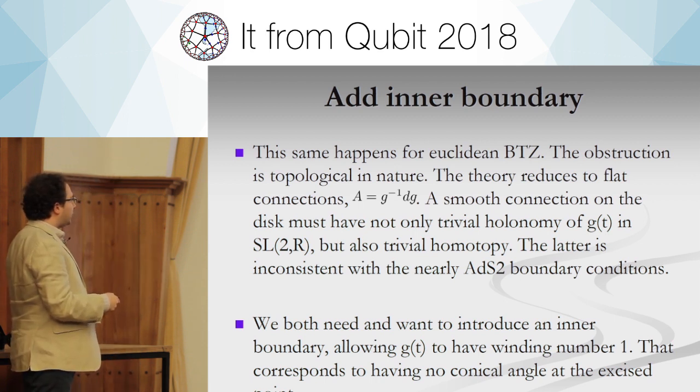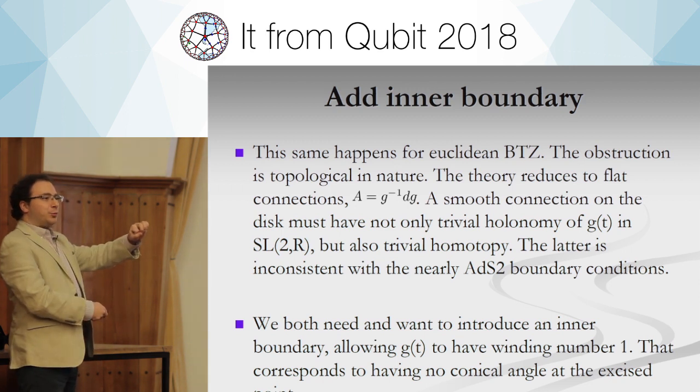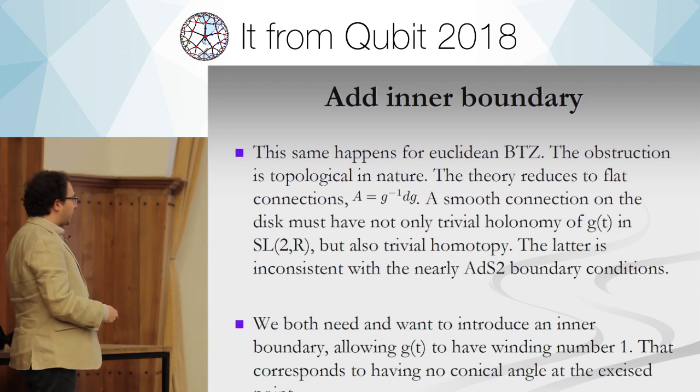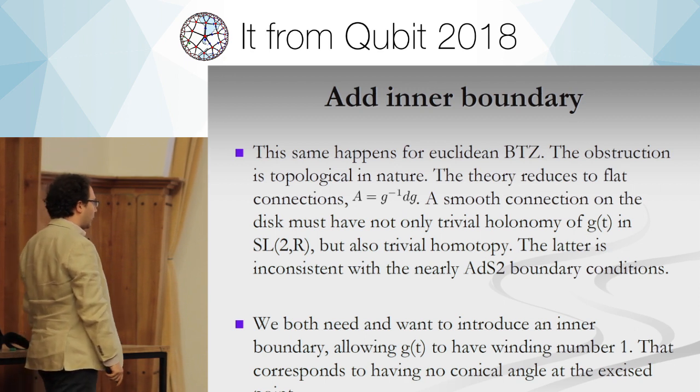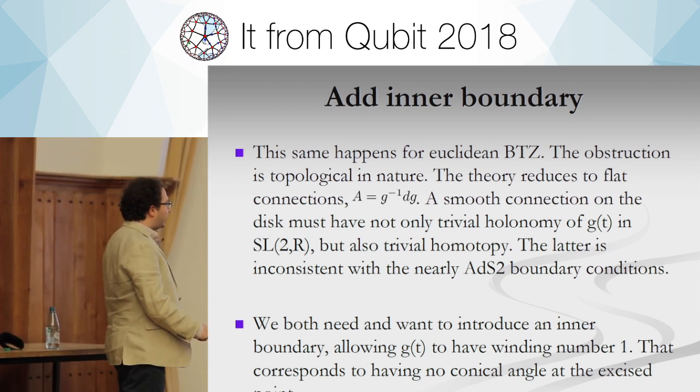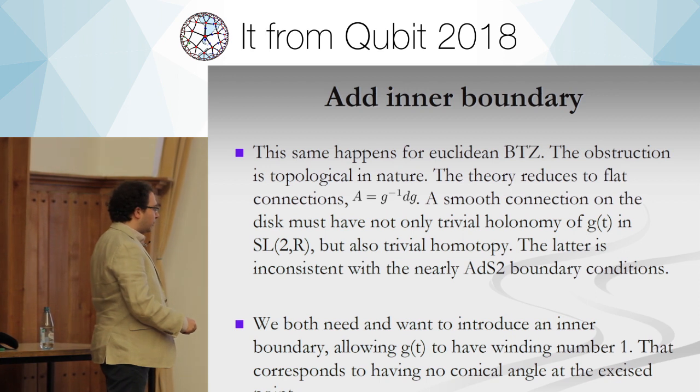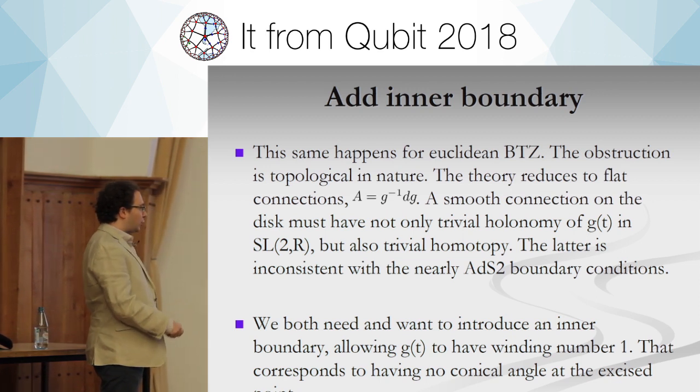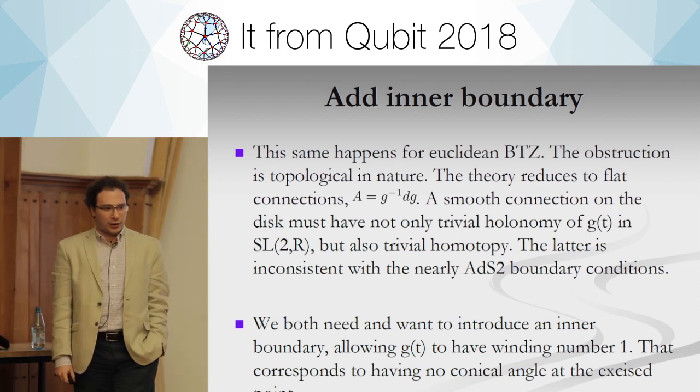So actually, if you really wanted to use this first order formalism, you sort of need, and we want it anyway, to introduce some inner boundary. So you cut out the bad point, basically, in the interior, and that allows this G of T to have winding number 1. And having winding number 1 around the little point in the interior corresponds to having no conical angle at the excised point.